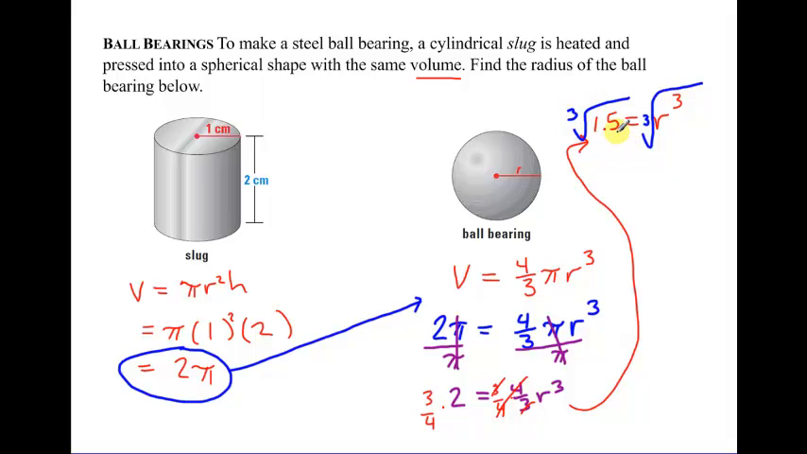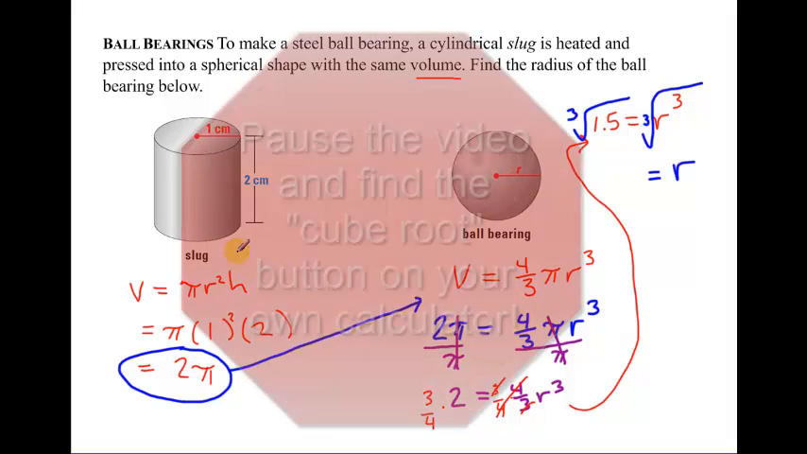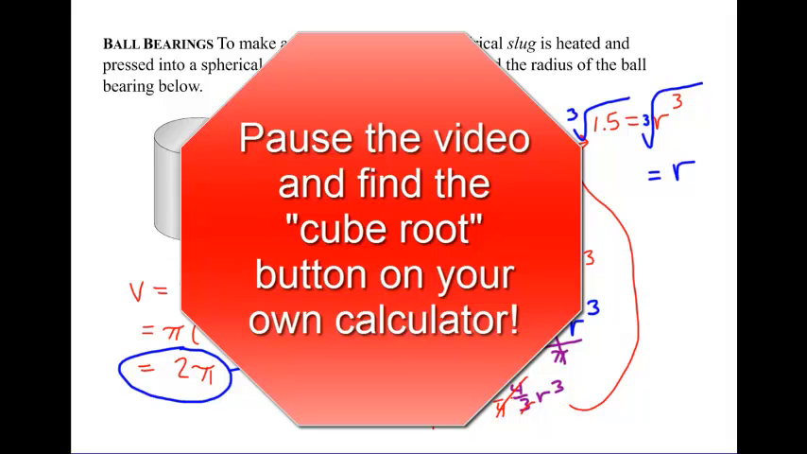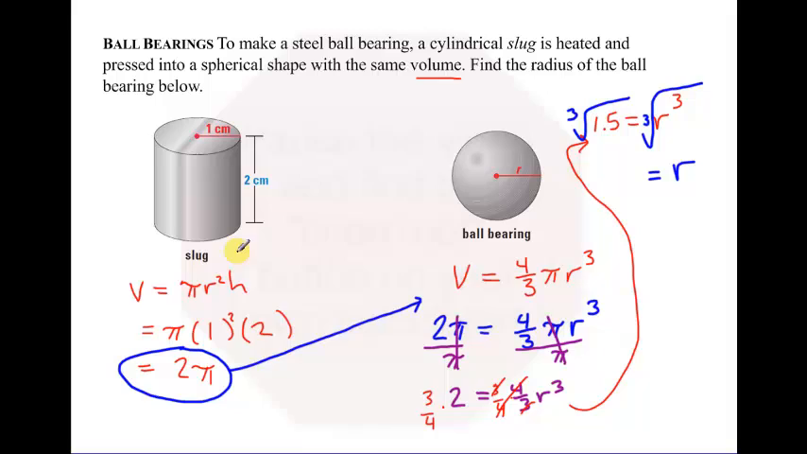Now, your calculator has a button that will take a cube root of a number. On this side, it just cancels, so you just get r, but you have to find in your calculator the cube root button and use it to find the cube root of 1.5. Give it a try using your own calculator, and you should come up with about 1.14 if I'm going to round it to the nearest hundredth. Okay, now this is going to be centimeters, and that'll be the radius of our ball bearing.